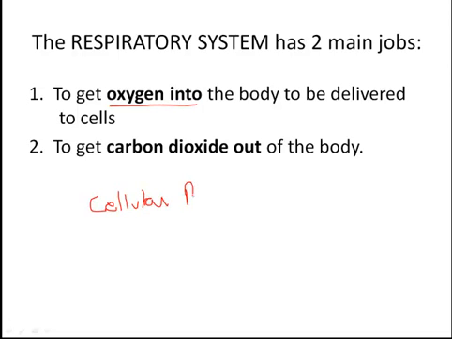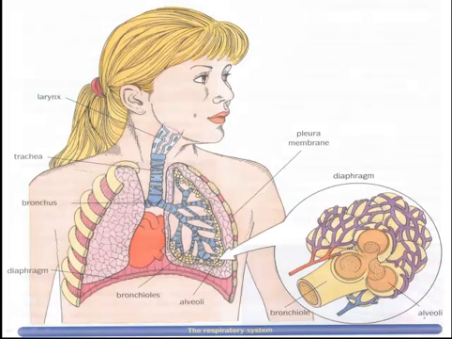Sorry, I spelled that wrong. Cellular respiration. Remember, with oxygen, we can get 36 ATP, and without oxygen, we can only make 2. So the reason that we need oxygen is so we can get energy. It is not so that we can breathe. A waste product of cellular respiration is carbon dioxide, and we can't have that build up in our body, so we have to get rid of it.